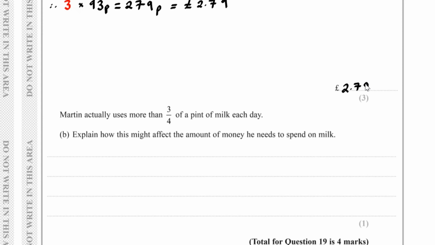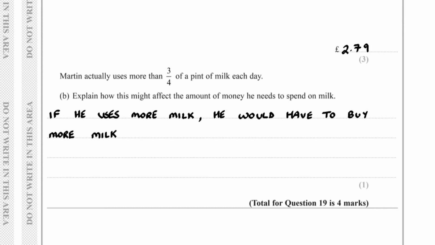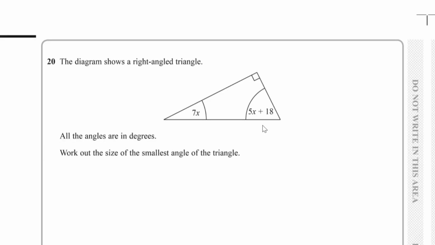Then Martin actually uses more than 3/4 of a pint of milk each day. We have to explain how this will affect the amount of money he will have to spend on milk. Well, if he uses more milk, he would have to buy more milk, which means he would have to spend more money.